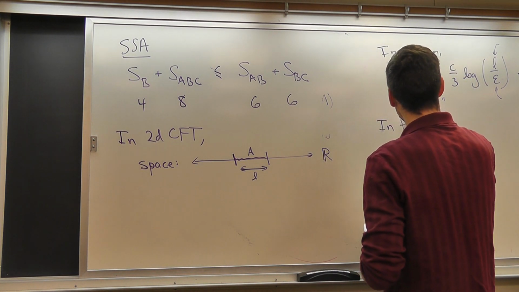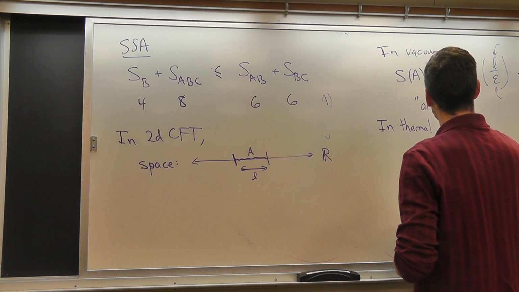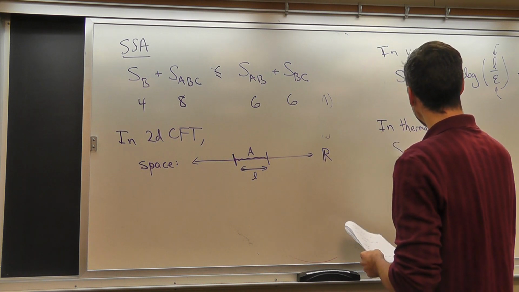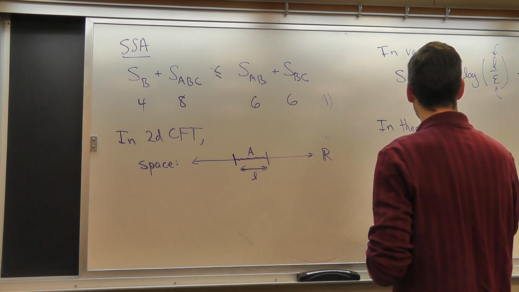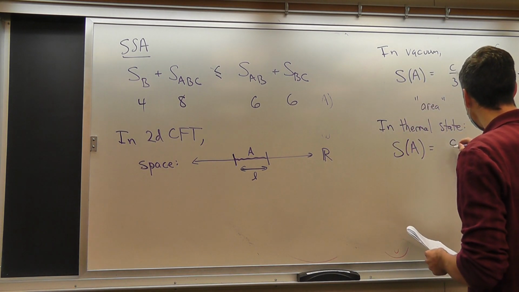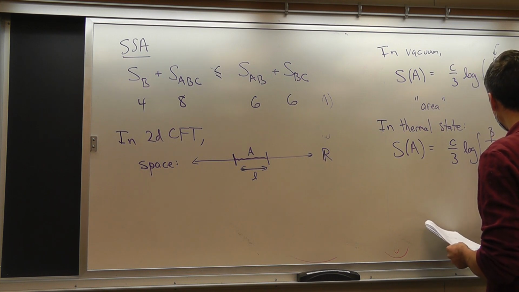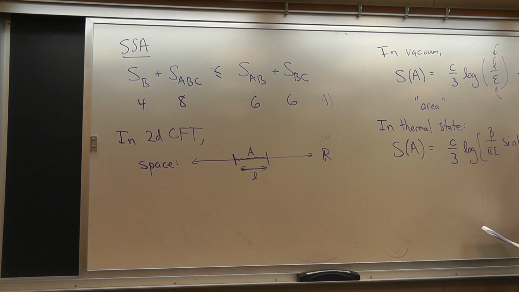In a thermal state, you can again do this calculation, and S of A in a thermal state is c over 3 log of beta over pi epsilon times sinh of pi L over beta. Okay, so this has a little more structure to it. So let's look at different limits.